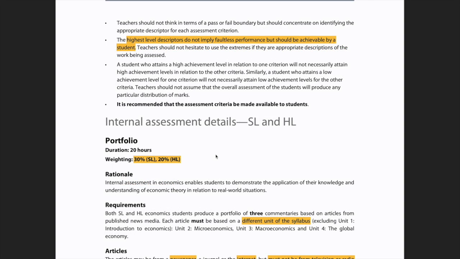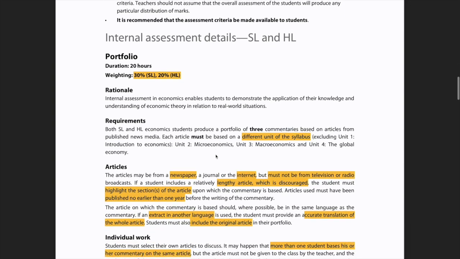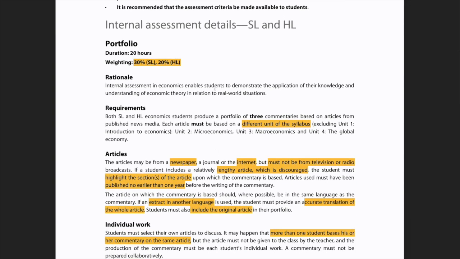And now, the all-important assessment details. First, let's go through some hard requirements. You can see here the weighting for the standard level is 30% and for higher level is 20%. So on a per mark basis, out of 45 marks for the IA, 1 mark in standard level will contribute 0.66%, and for higher level, 1 mark will contribute 0.44%. This means that the IA is more important to the standard level.